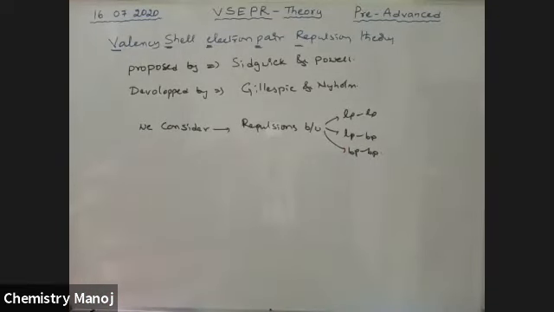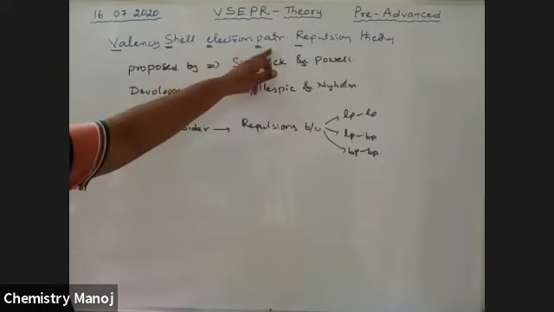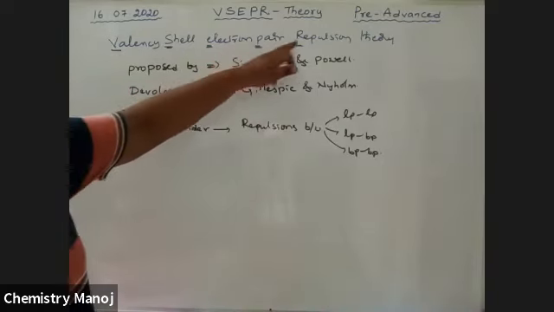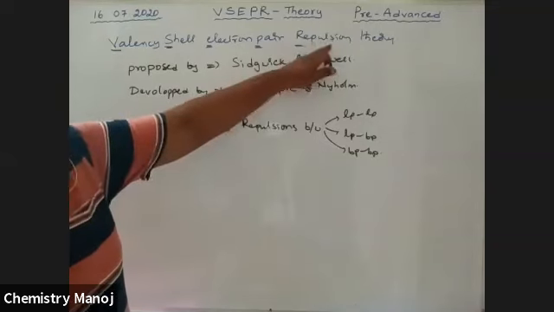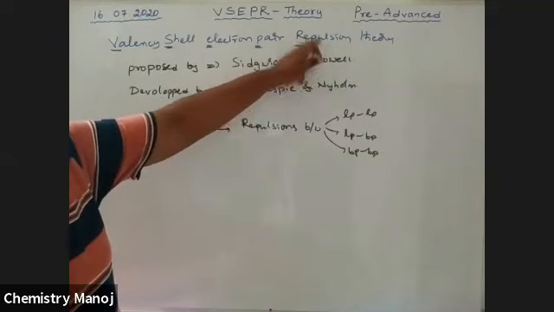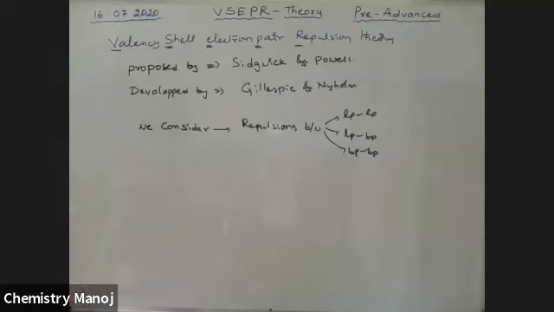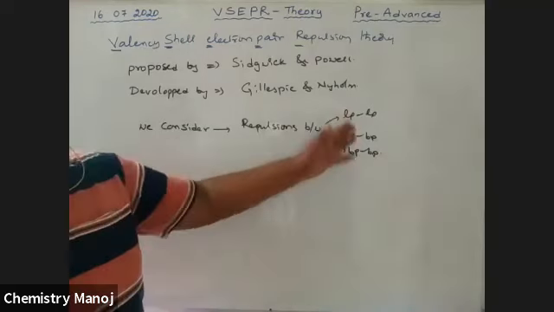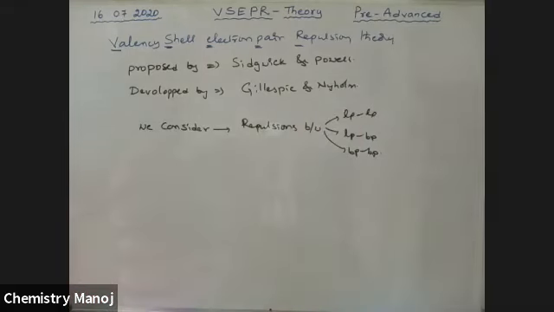My dear boys, see here. The valence shell contains electron pairs. Between these electron pairs, there exist repulsions. Those repulsions are considered to explain the shapes of the molecules. So what type of repulsions exist?